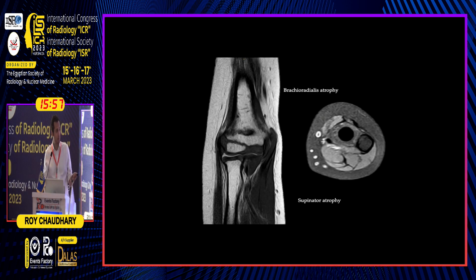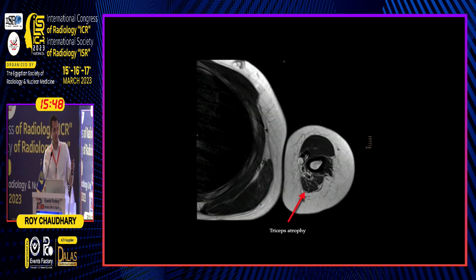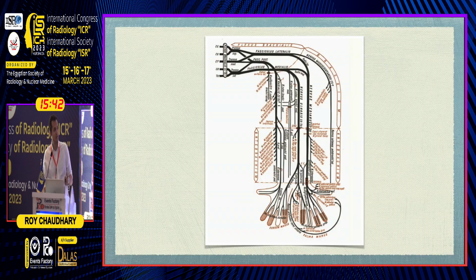So let's do an MRI elbow. And you see that the brachioradialis was atrophied and the supinator muscle was atrophied. Okay, so you go back to the chart, it will give you a clue. But we also caught that the triceps was also atrophied. So now I'll go back to the chart, and you see that the lesion has to be proximal to this level because we know that the triceps is also atrophied here. If the lesion was here, the triceps would not be atrophied.